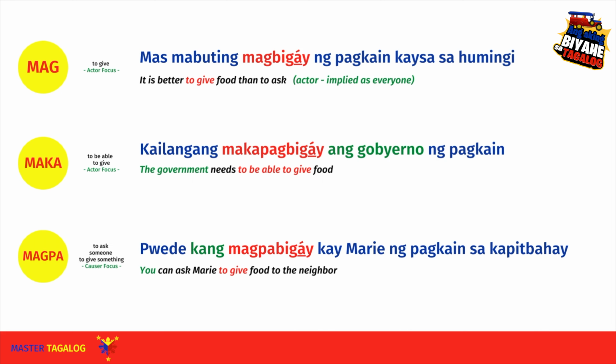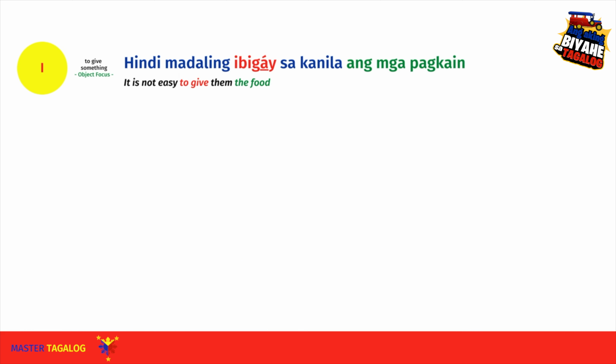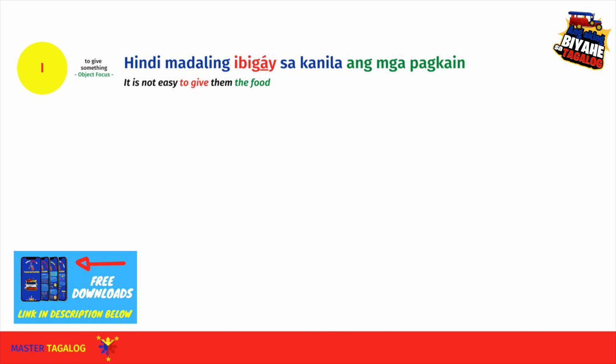Pwede kang magpabigay kay Marie ng pagkain sa kapitbahay. You ask Marie to give food to the neighbor. Hindi madaling ibigay sa kanila ang mga pagkain. It is not easy to give them the food.